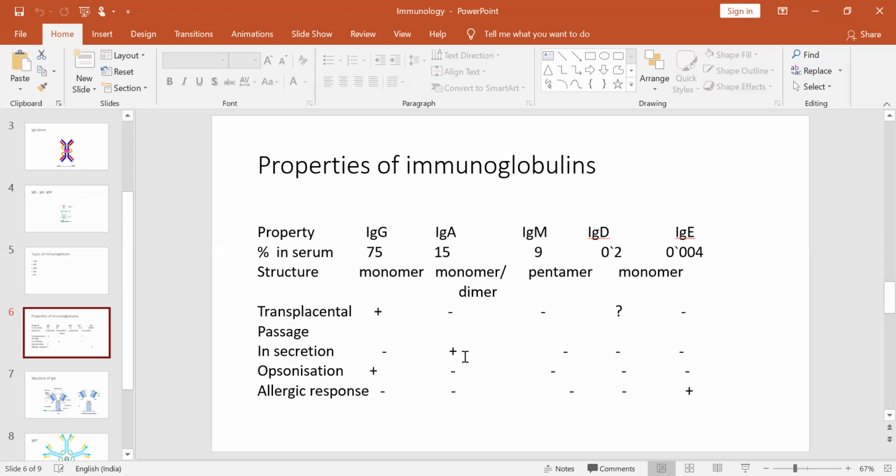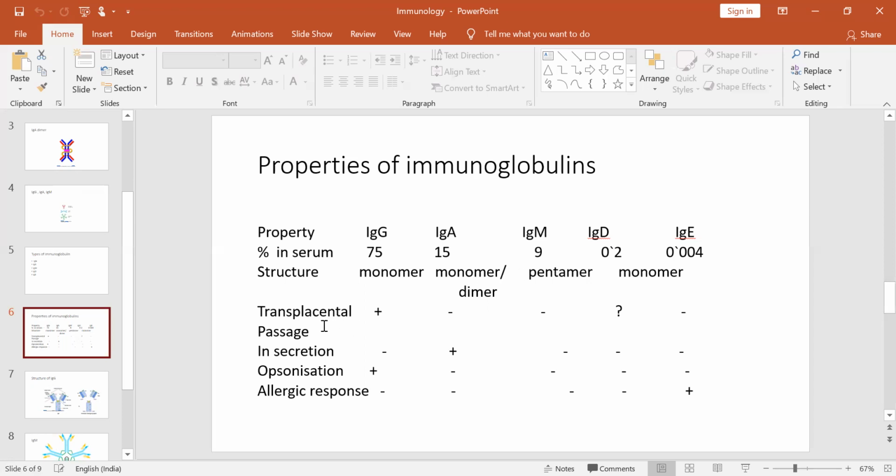Now, structurally, we have discussed already by the picture that IgG, IgD, and IgE are monomers, and that structure is the inverted Y shape. But IgA is a dimer, as I have shown in the picture, and IgM is a pentamer.